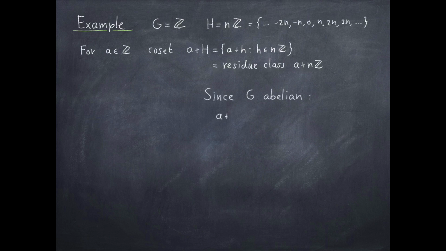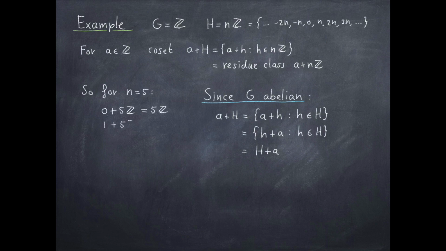Since the group G is abelian, the left cosets are exactly the same as the right cosets. As an illustration, we can take n equals 5. Then the subgroup H consists of all multiples of 5. The cosets of H are exactly the residue classes 0, 1, 2, 3, and 4 modulo 5.